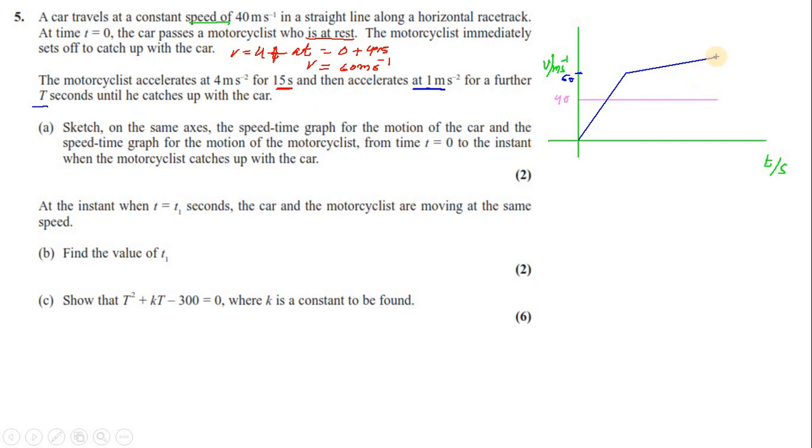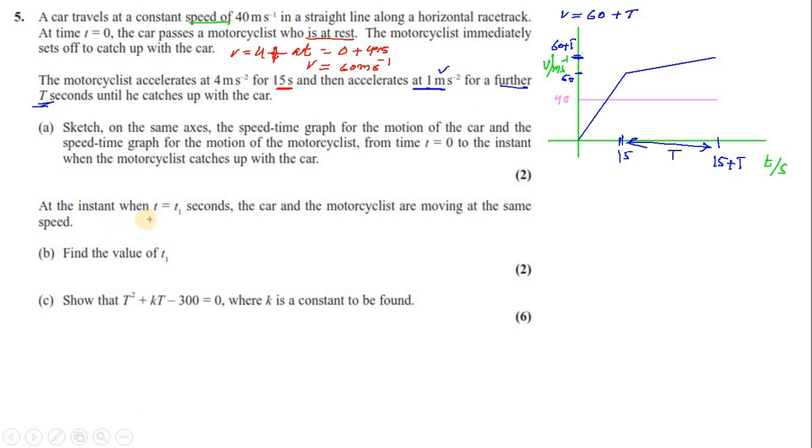So you can mark this final velocity when he is accelerating with 1 meter per second squared, and you can calculate this velocity, because you know that for that interval the initial velocity will be 60 and acceleration will be 1. So the final velocity at that point will be v is equal to u plus at, and u is 60 plus a is 1, into T. So this is the final velocity, 60 plus T. And then this time you can mark here 15, and this time you can mark 15 plus T, because this is for a further T seconds. This is the sketch of the motion.